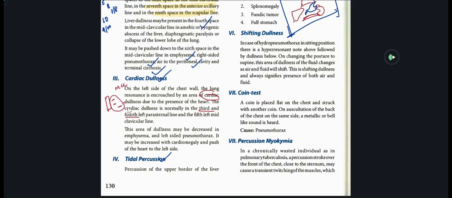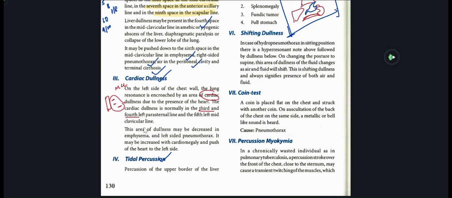In any case, if the heart is pushed towards the left side because of enlargement, this area might be slightly shifted towards the right side. Or if there is a push coming from the right side, the lung is expanded excessively, or the right side of the lung is filled with fluid or something else, there is a pleural effusion, this can be pushed leftwards. So any change in this area of cardiac dullness may tell you.